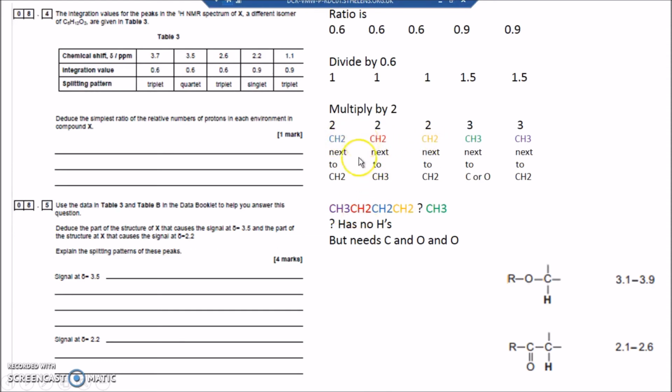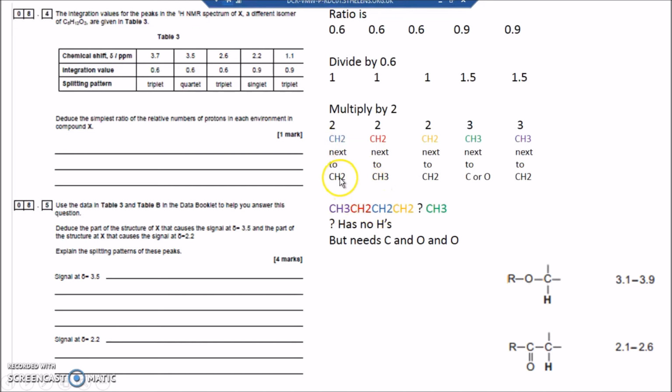CH2s here, and I've labelled them up in colours. This CH3 here, at the end, let's say, is next to a CH2. Which CH2 is it next to? It's got to be the red one, because the red one's next to a CH3. These two are next to CH2, so I put the red one in next. This red one is next to a CH3, that's right. What comes next? A blue one.